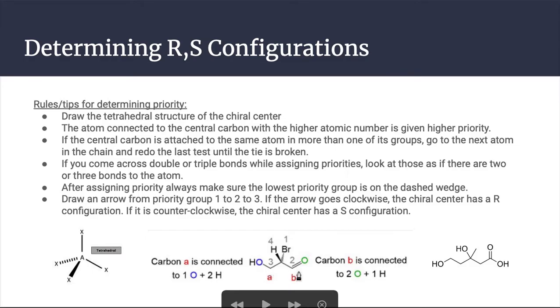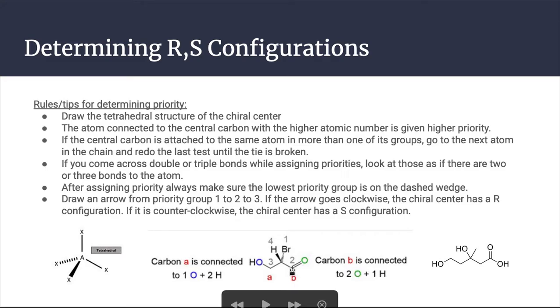So that's where the next step comes in. If the central carbon is attached to the same atom in more than one of its groups, go to the next atom in the chain and redo the previous test, which is this one, until the tie is broken. So that's what happened over here. We have carbon attached on both sides, so we're going to go to the next one. So this carbon is attached to 2 hydrogens over here and an oxygen in blue. And carbon B here is attached to 1 hydrogen, and then it's double bonded to an O.